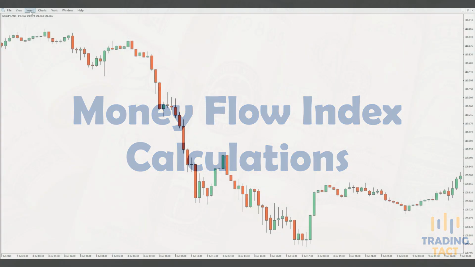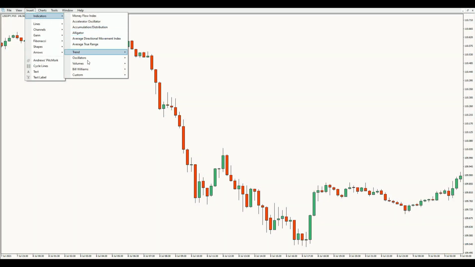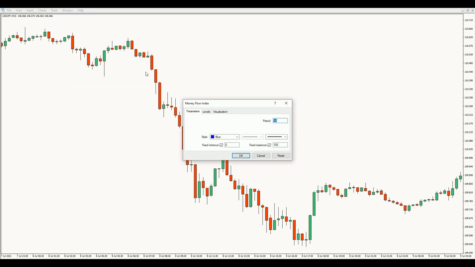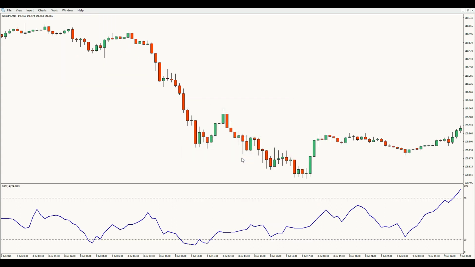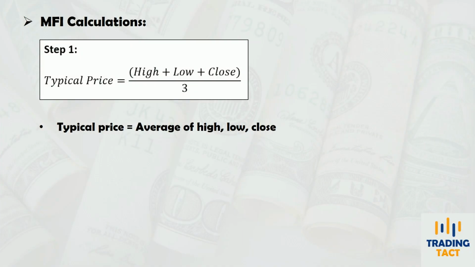The MFI is included in MT4 by default and is found under the volumes section. Like the RSI, it is a momentum oscillator that varies in the 0 to 100 range. Here's how it's calculated. First, compute the typical price over the look-back period. Compared to closing prices alone, typical price may provide a more representative picture of price action. A 14-period look-back is used by default.